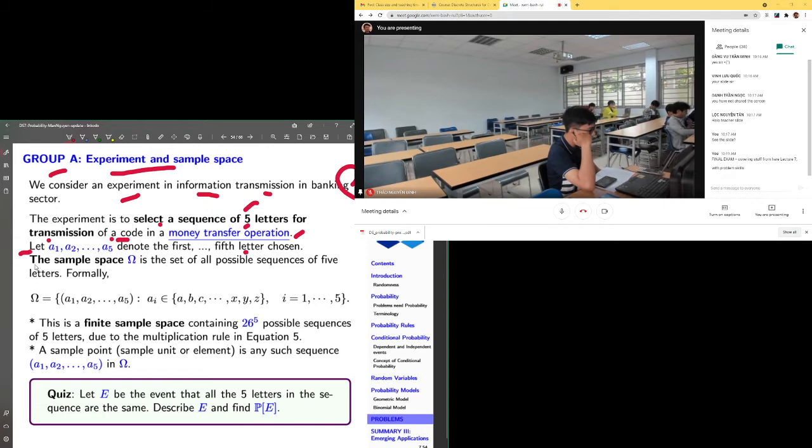So the first question here will be, so this is problem 1. I say problem 1 in group A. And the first question here, you want to determine the sample space. You have to remember the concept of sample space when you do some experiment. We call it a random experiment, right? So one outcome will be a code. A code means a sequence of 5 letters. Therefore, the sample space will be the set of all possible sequences from the 5 letters.